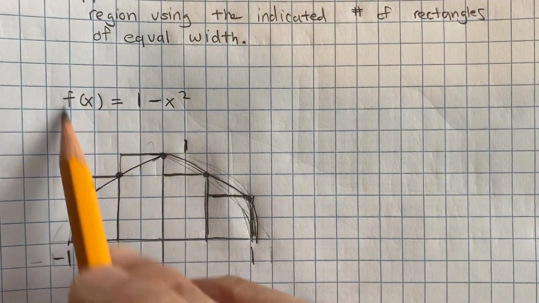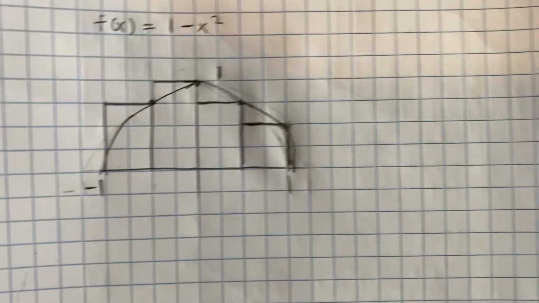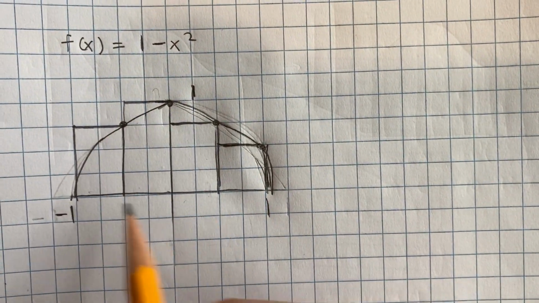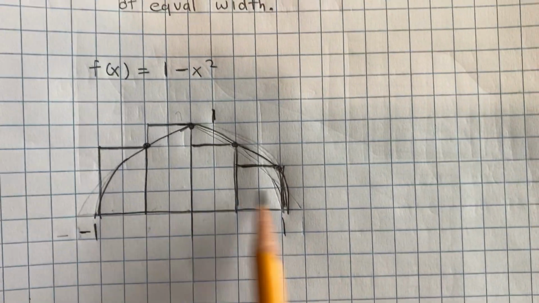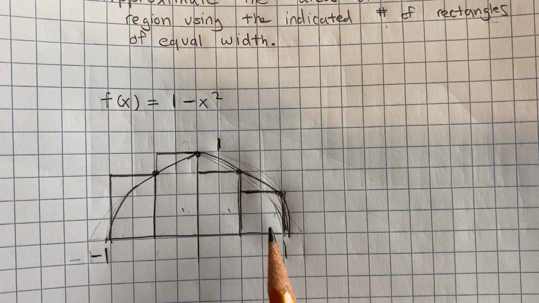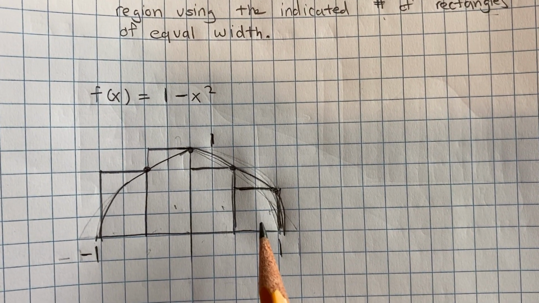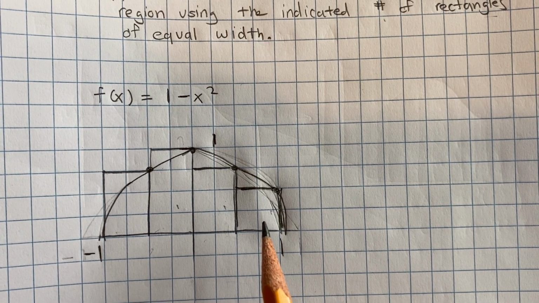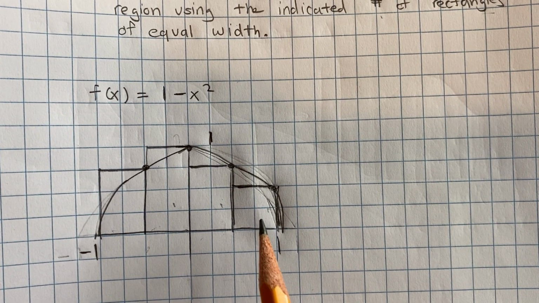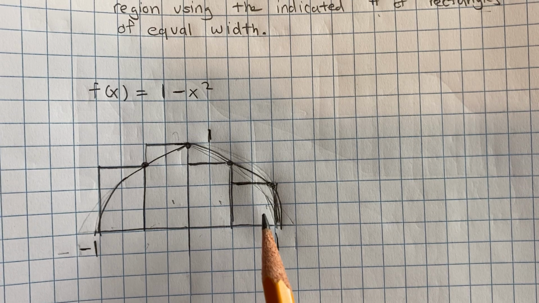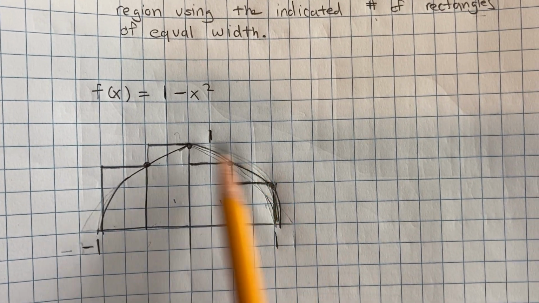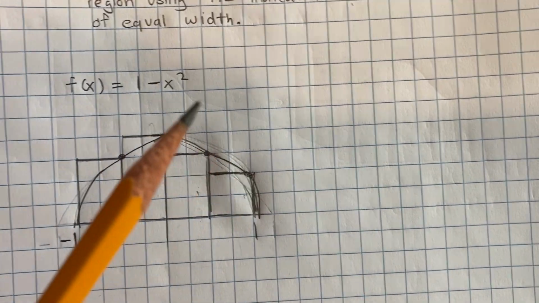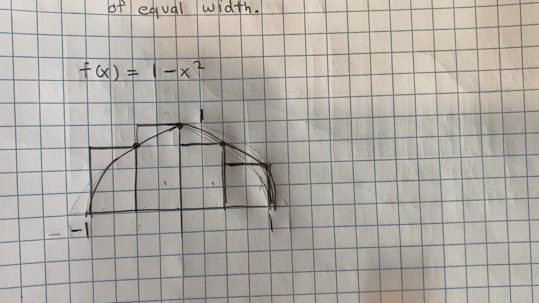Okay, so I have this function right here. It's a parabola, right? 1 minus x squared. And the indicated number of rectangles in this picture right here is just 4. And I believe on your homework, you can just count the number of rectangles if they don't tell you. But on problems 21 and 22, they actually tell you the number of rectangles. So just follow along. All right, so we're going to use these 4 rectangles, and we're just going to calculate the area under the curve based on this function.